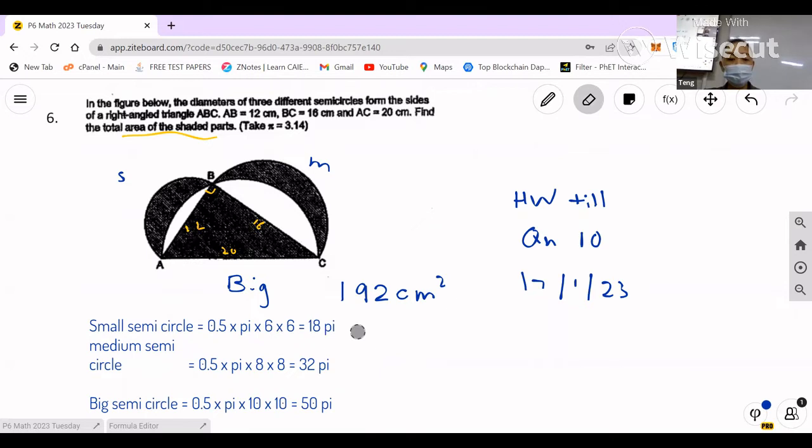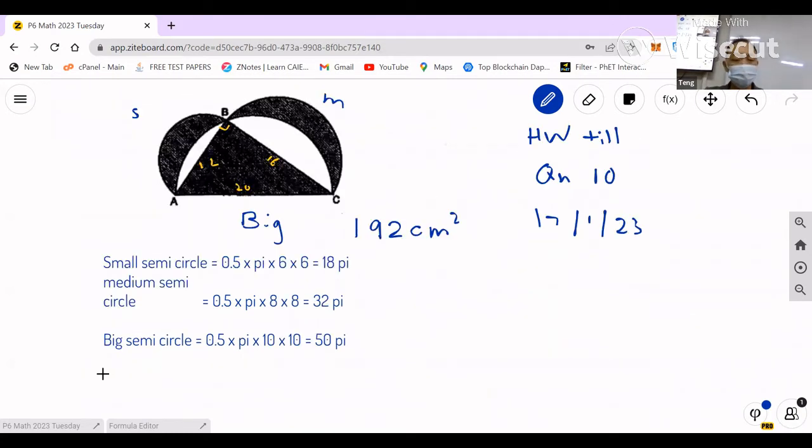So now that we have the 3 different semicircles, we can find this triangle. Triangle area equals half times base times height. So it's half times 6 times 16. It's 96. And there's no pi here. So now we can proceed to find the white color part. White color part here is the big semicircle minus 96. So let's write that down. White color equals 50 pi minus 96.